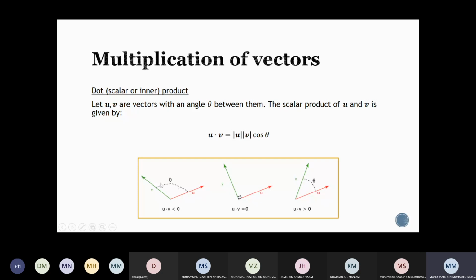Okay, so kalau kita ada theta yang besar dari 90 darjah, so if we have theta bigger than 90 degrees, then the scalar product of u and v will be negative. So if we have theta equals 90 degrees, then the scalar product is 0. Yes, because cosine 90 degrees is 0. Okay, good. And then if we have an angle less than 90 degrees, then the scalar product between u and v is positive.